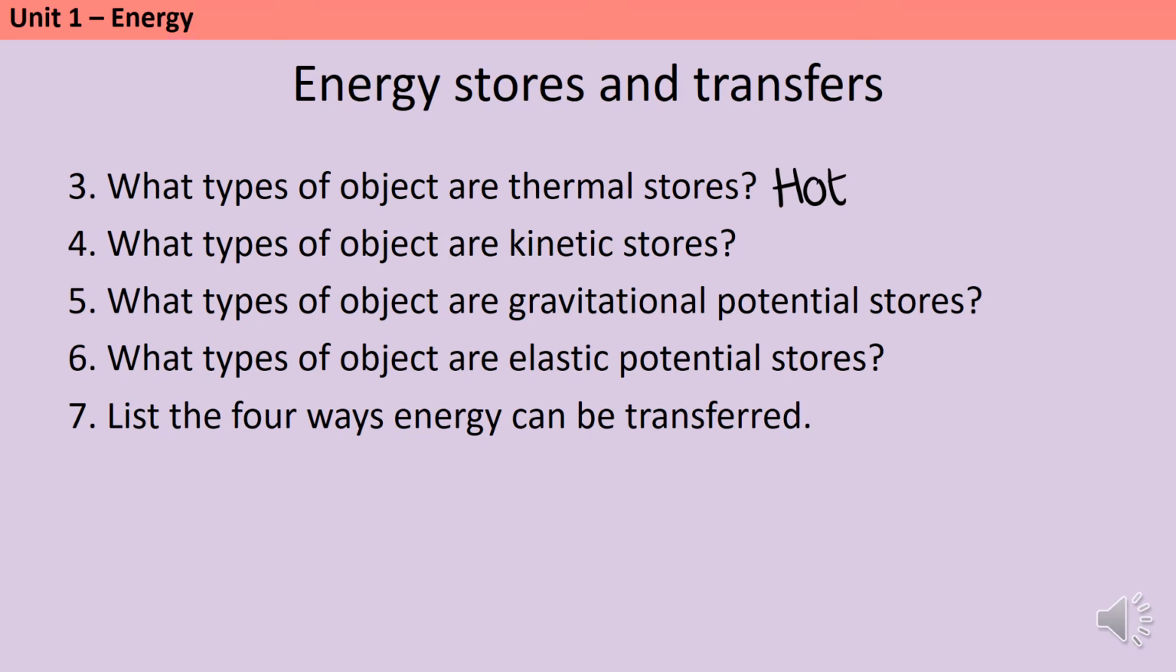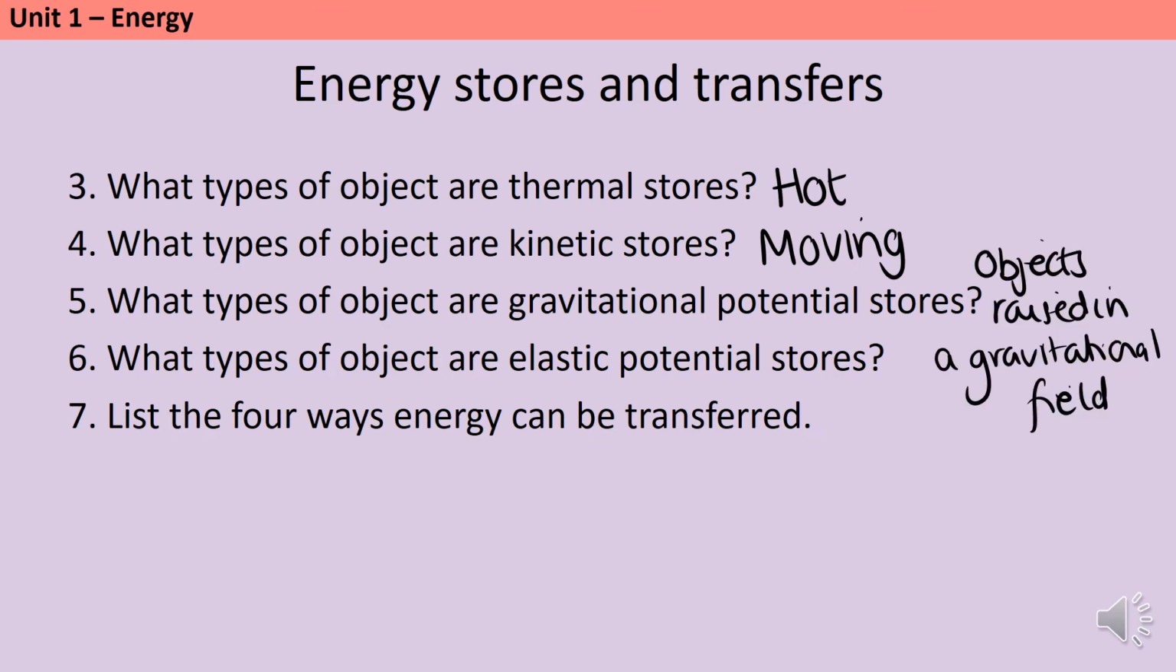Hot objects are thermal stores of energy. Moving objects are stores of kinetic energy. Objects that have been raised in a gravitational field are a store of gravitational potential energy. A stretched spring or elastic object will be a store of elastic potential energy.